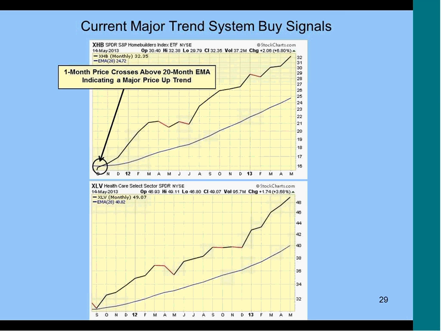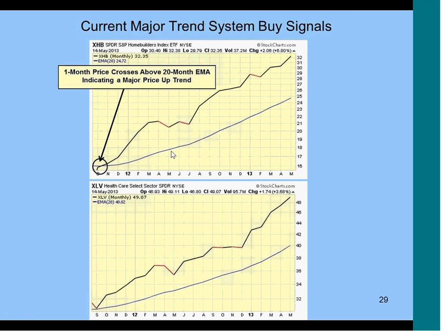But once we download a chart, this first one is for the Home Builders Index ETF. And we can see this line right here is the 1-month price, and it's above the 20-month EMA, which is this blue line. So once we download these charts, we can instantly see whether a market's on a buy signal or a sell signal. So we get the big picture of the market right away, and it only takes a few seconds to download these charts.